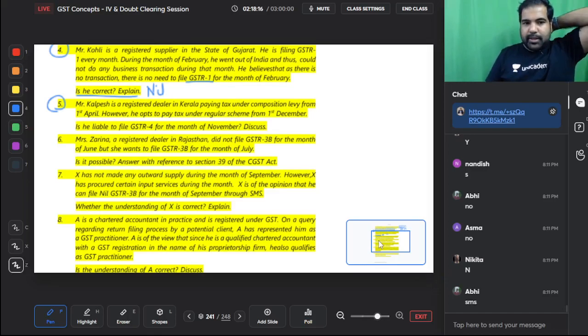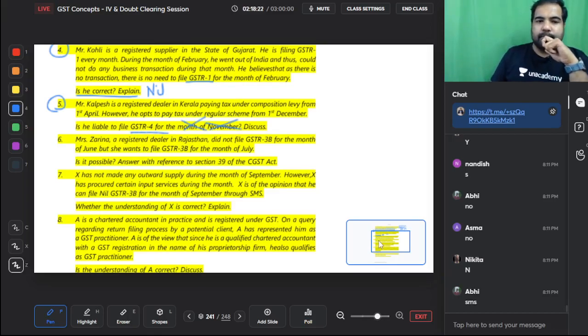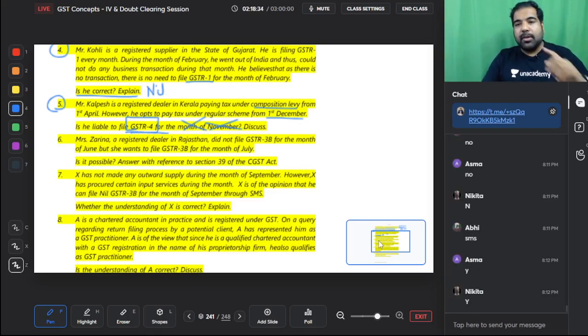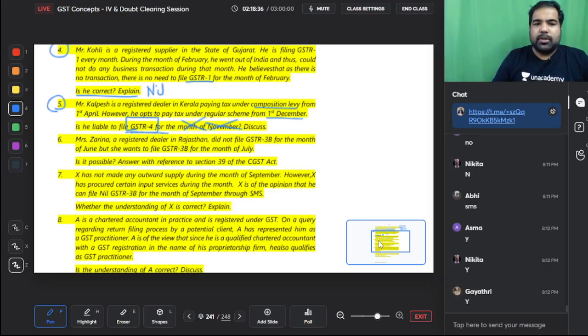Next, please. Is he liable to file GSTR4? For the month of November? No, for the year. A composition scheme guy comes out of the composition scheme in December. Does he have to file GSTR4? Yes, guys, he will have to file GSTR4. Even if you get out of the scheme, the GSTR4 will still be applicable. Next.